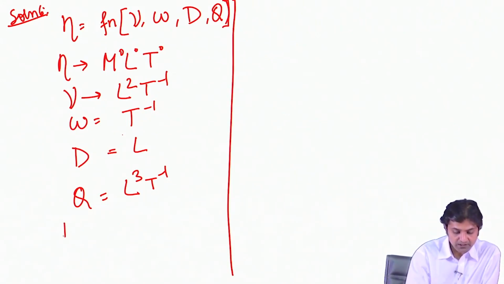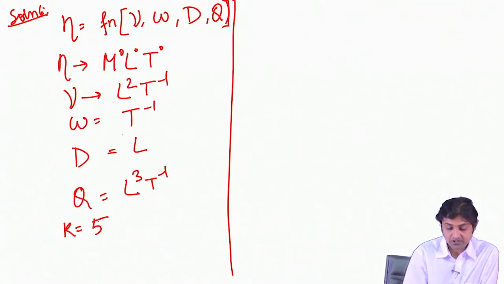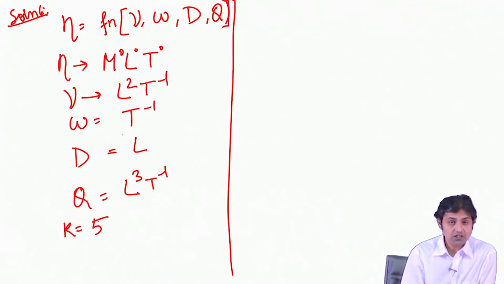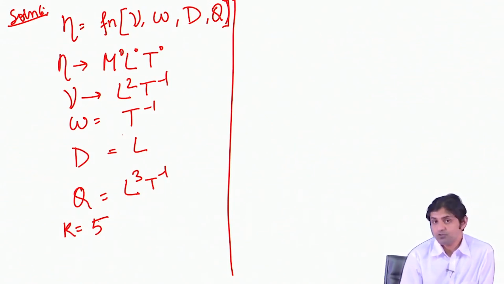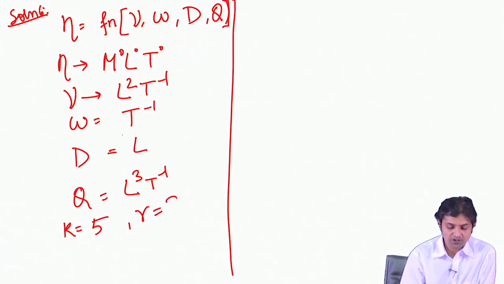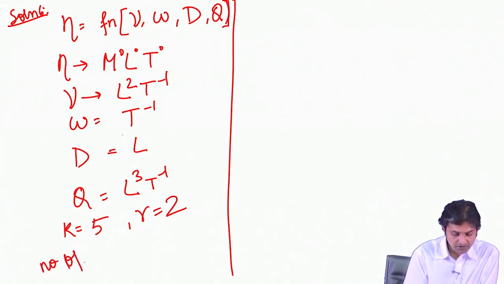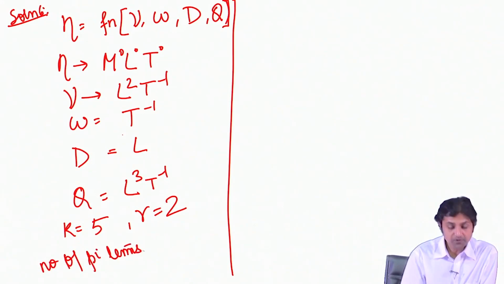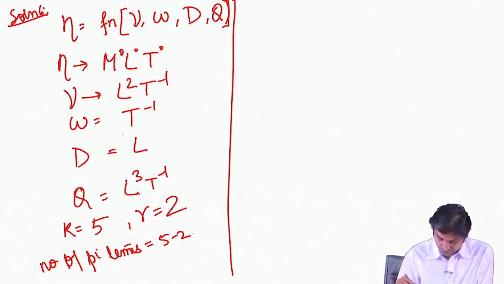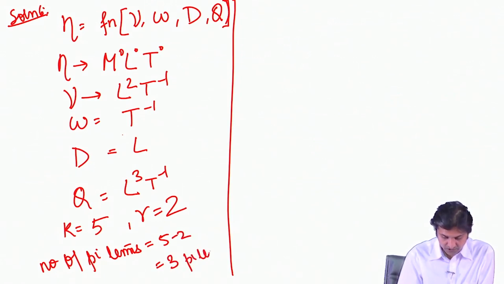And here how many variables are there? K is 1, 2, 3, 4, 5. And how many basic dimensions have been used here? You see in nu, omega, d and q, the dimensions that have been used are L and T. There is no mass, it is M to the power 0 in efficiency. So, it is only L and T that have been used. So, R is going to be 2. This is also an example showing that R is not always 3. So, the number of pi terms is 5 minus 2, which is 3 pi terms.